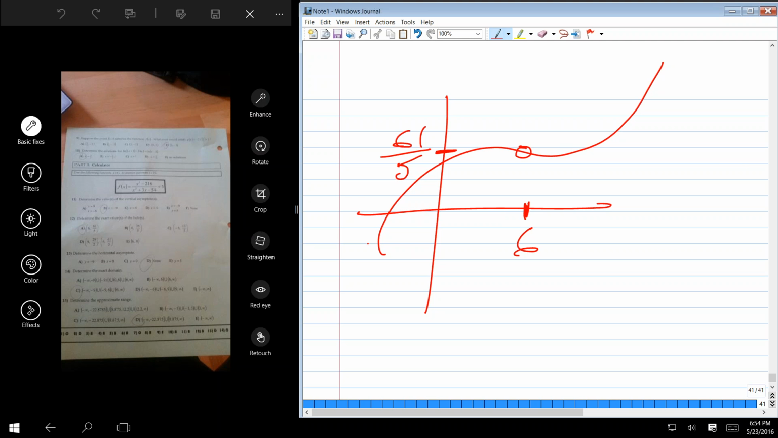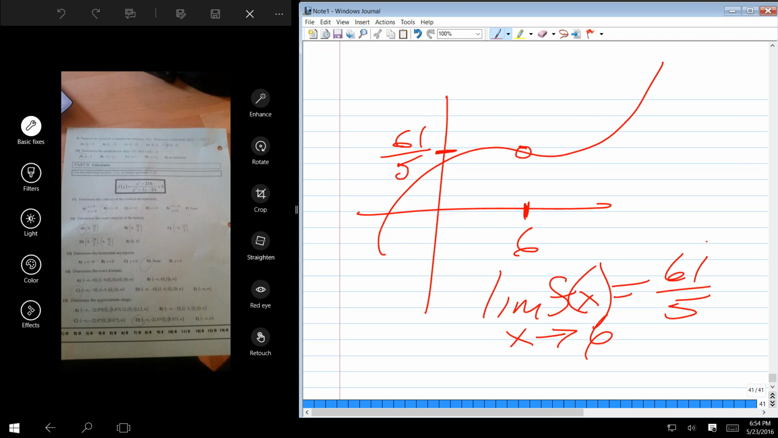And the perfect way to describe it is as a limit. In other words, it is correct to say the limit of f of x is equal to 61 over 5 as x approaches 6. But that's all you can say. You can't say when x is 6.